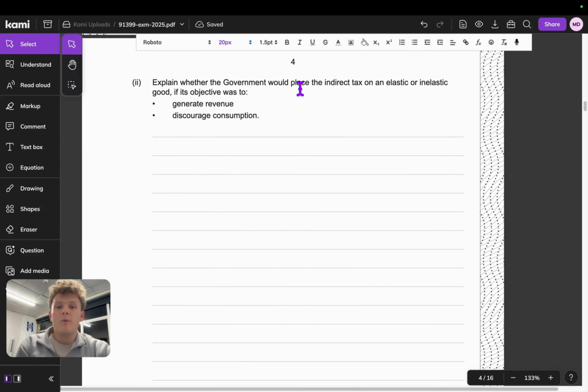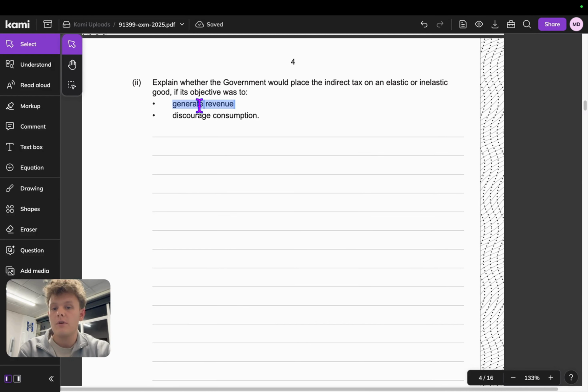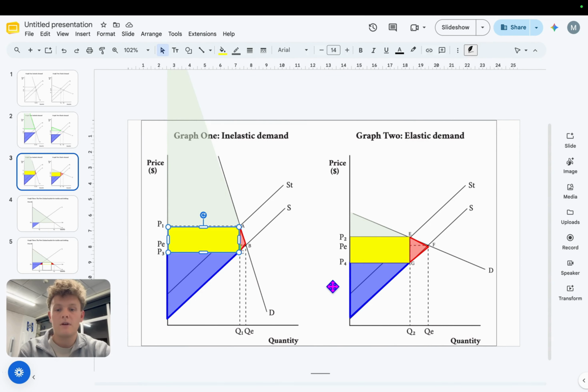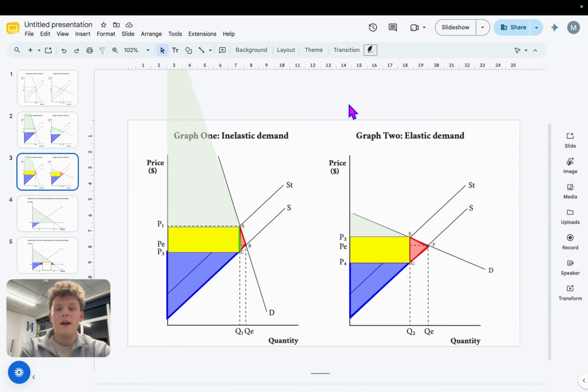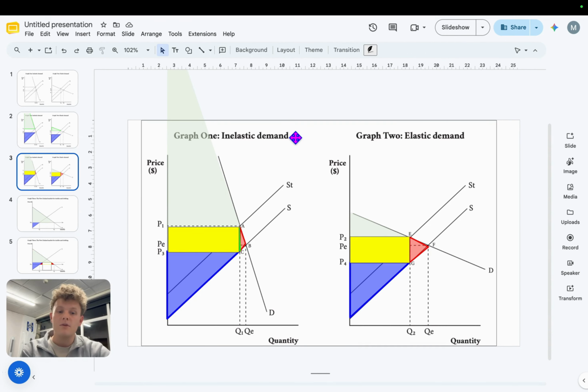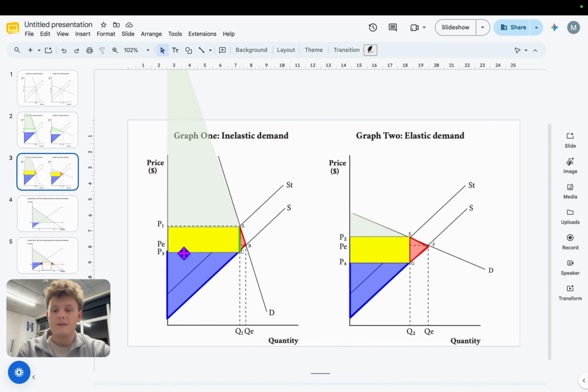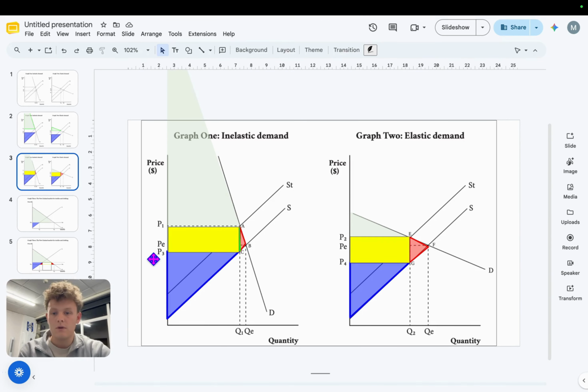Then part 2, explain whether the government would place the indirect tax on an inelastic or elastic good if the objective was to generate revenue or discourage consumption. So let's have a look on our graphs here and think about the two examples. If we were aiming to generate revenue, then we would want to see the value of the tax, so $2 or whatever the value of the tax is.